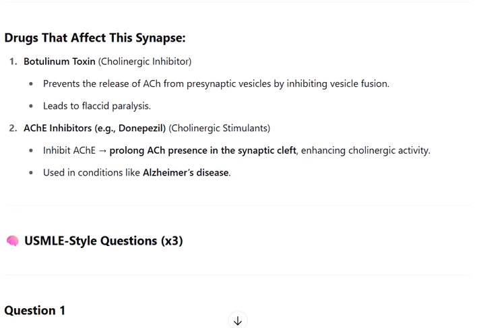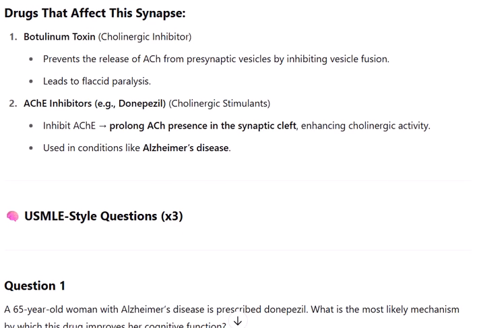Drugs that affect this synapse. 1. Botulinum toxin, a cholinergic inhibitor, prevents the release of ACh from presynaptic vesicles by inhibiting vesicle fusion, leading to flaccid paralysis. 2. AChE inhibitors, e.g., donepezil, are cholinergic stimulants. They inhibit AChE, prolong ACh presence in the synaptic cleft, enhancing cholinergic activity. Used in conditions like Alzheimer's disease.